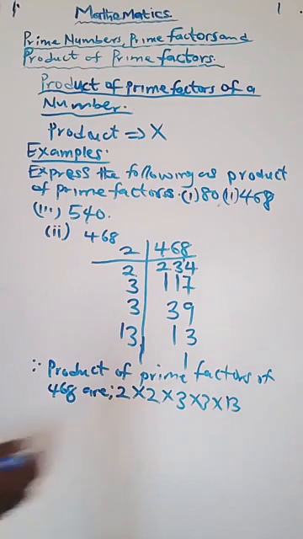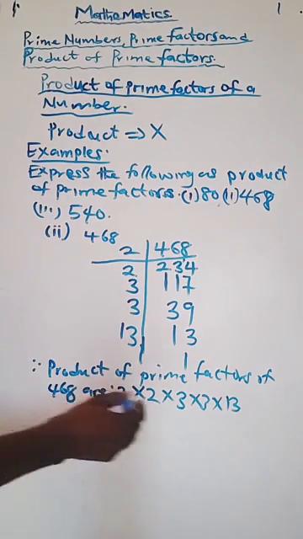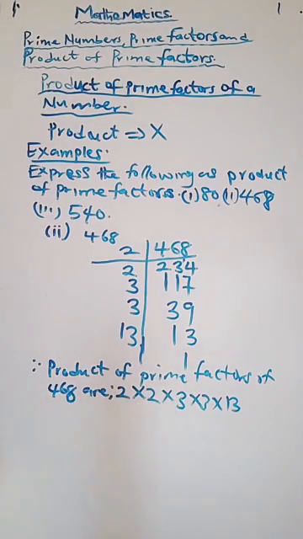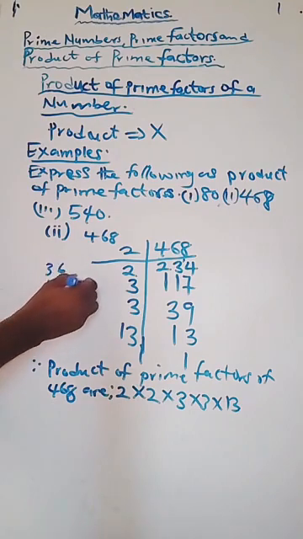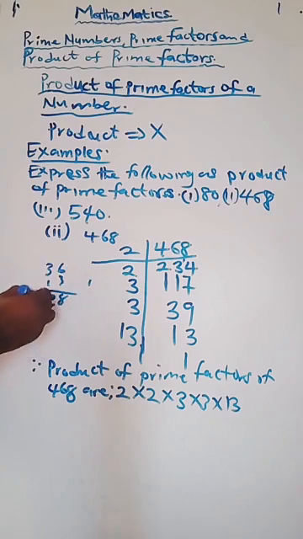2 times 2, 4. 4 times 3, 12. 12 times 3, 36. 36 times 13, let's check. 36 times 13 gives 468. So it is correct. So this is how to find product of prime factors of 468.